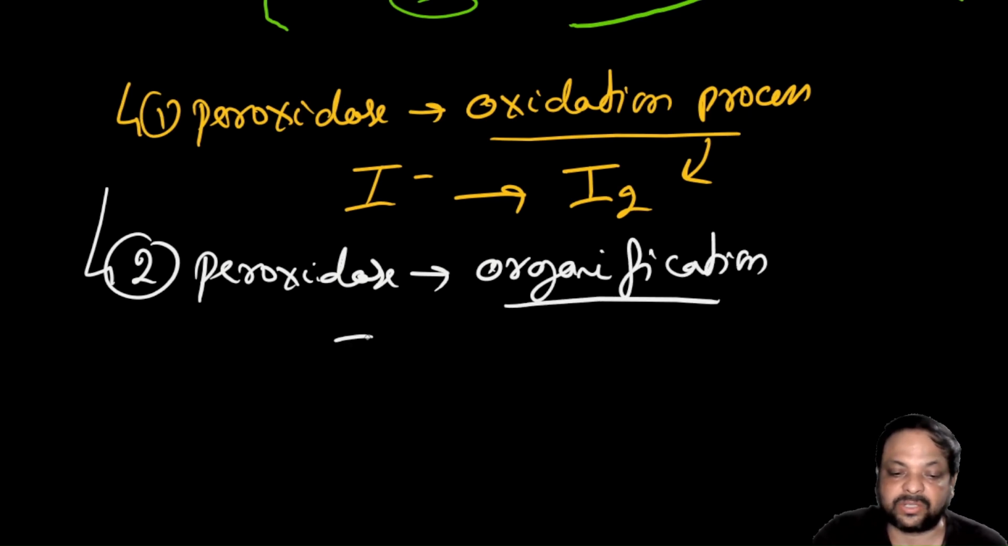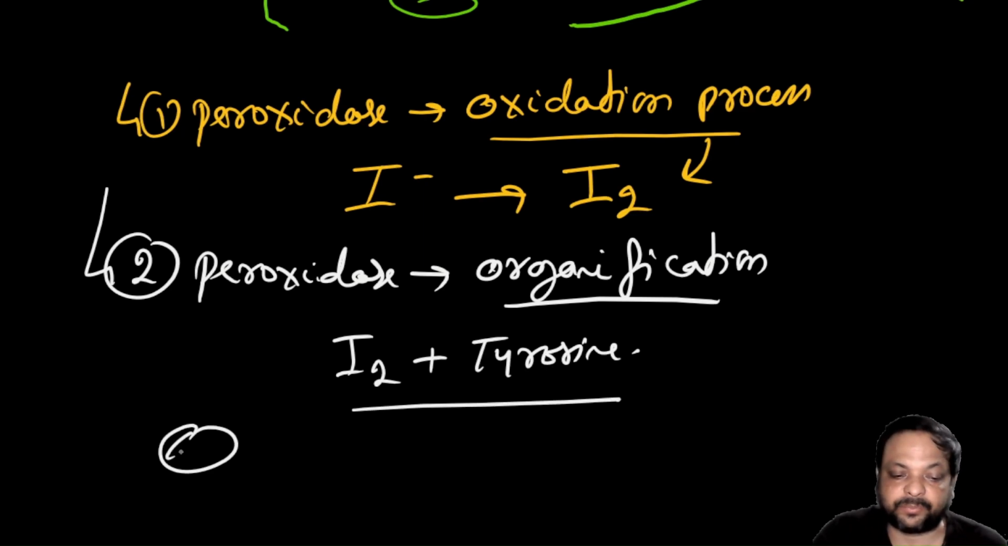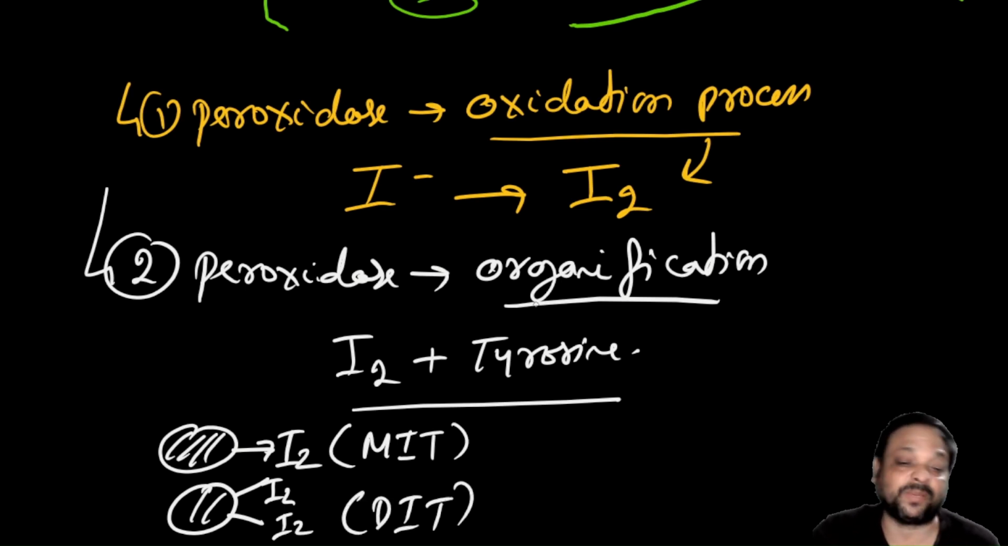So whatever organification, now all the iodines are added to the tyrosine. Got it? So if one tyrosine is present and one iodine is attached, this is called monoiodothyronine. If one tyrosine is present and two iodines are attached, then it is called what? Diiodothyronine. So organification takes place by this particular enzyme, that is called peroxidase.